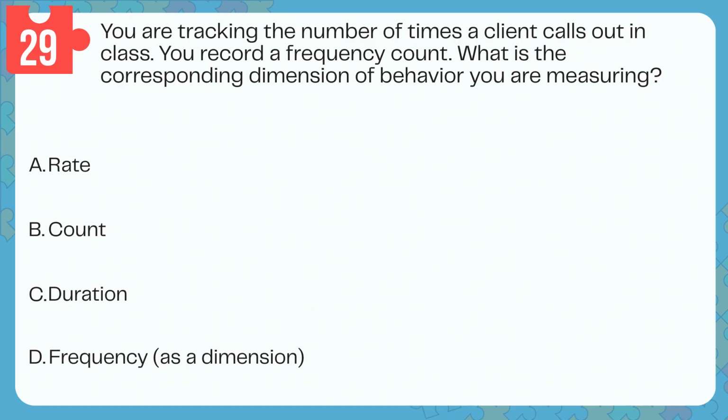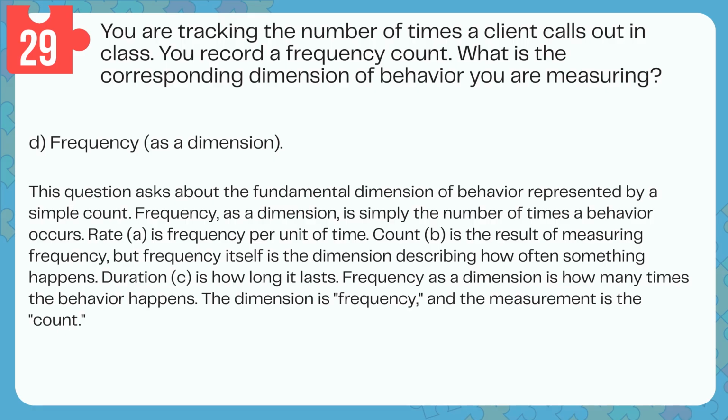Question 29. You are tracking the number of times a client calls out in class. You record a frequency count. What is the corresponding dimension of behavior you are measuring? A, rate, B, count, C, duration, D, frequency as a dimension. Answer D, frequency as a dimension.